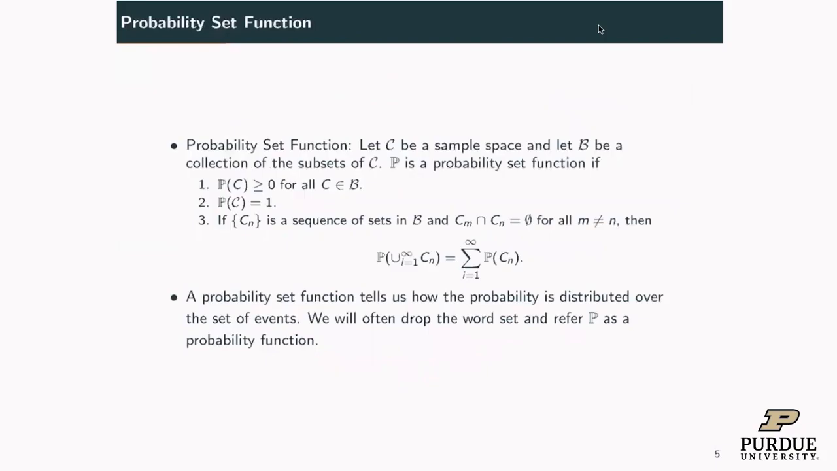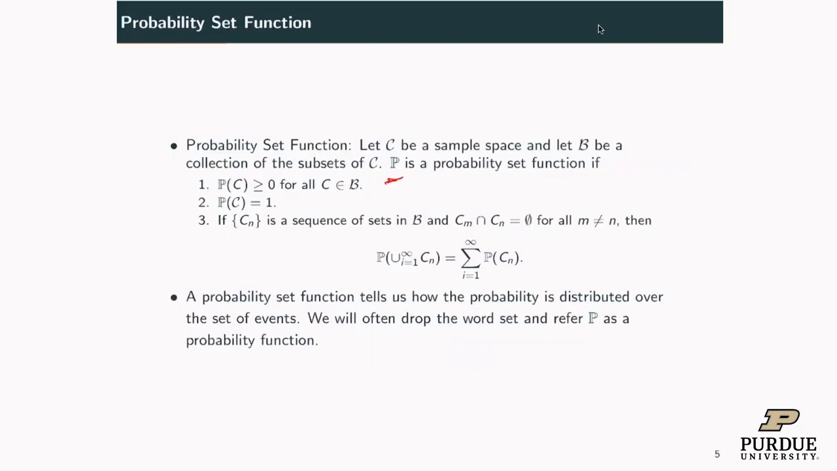There is a very special set function. It's called a probability. So now we should know probability is a special set function. It is a probability set function. What is so special about this probability set function? Let C be the sample space. Let B be the collection of subsets of C. Inside this B, there are events. Now notation: I'm going to use P to denote the probability. That's a convention. P is a probability set function. It is a special set function.